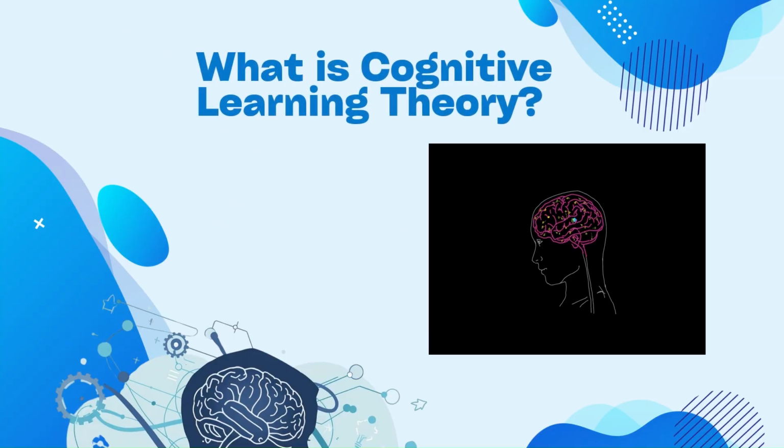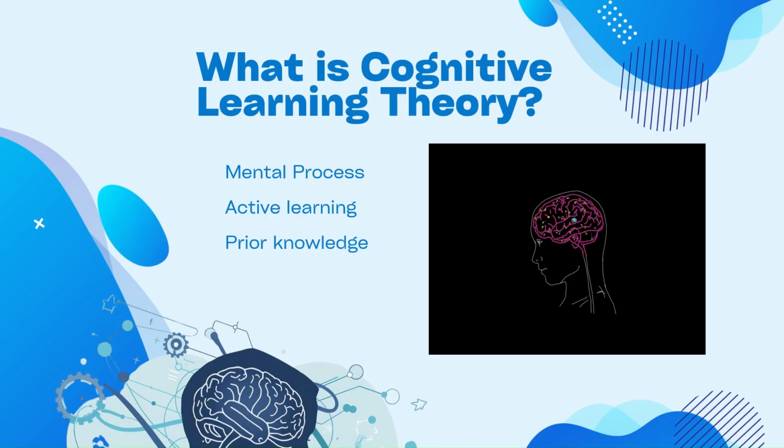What is cognitive learning theory? Cognitive learning theory focuses on mental processes involved in learning. It explains that learners are not just receiving information, but actively thinking about what they are learning. Learners connect new ideas with their prior knowledge and use problem solving skills to better understand new material.